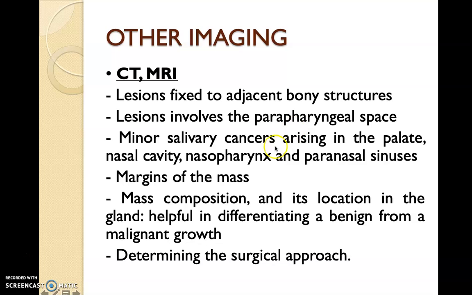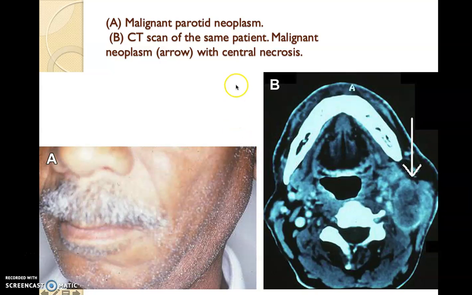Okay? So, if it's minor salivary gland, especially on the palate, then you have to ask for CT scan because it involves the bone, the palate, the nasal cavity, nasopharynx and paranasal sinuses. Okay? So this is the example of the CT scan. You can see in CT scan, the bone will look more opaque.